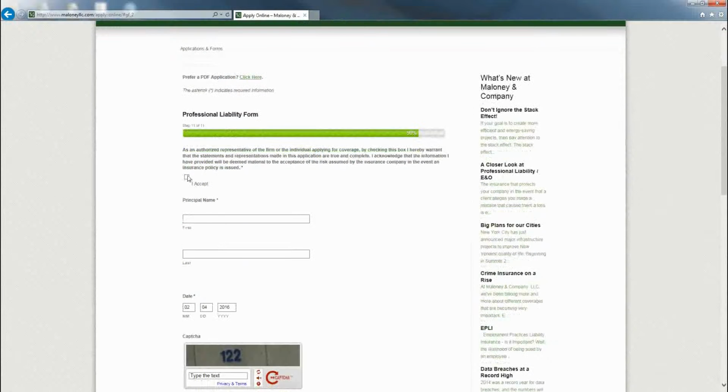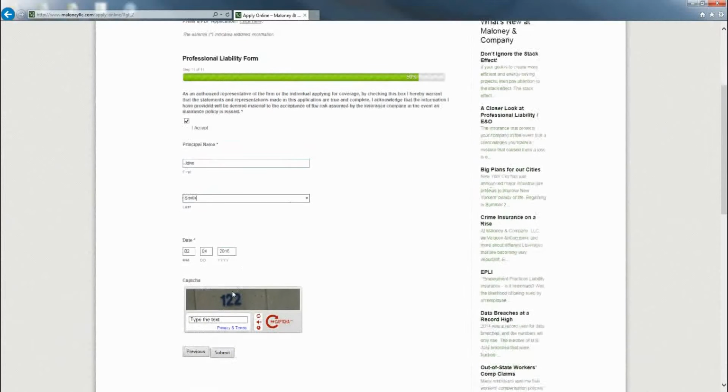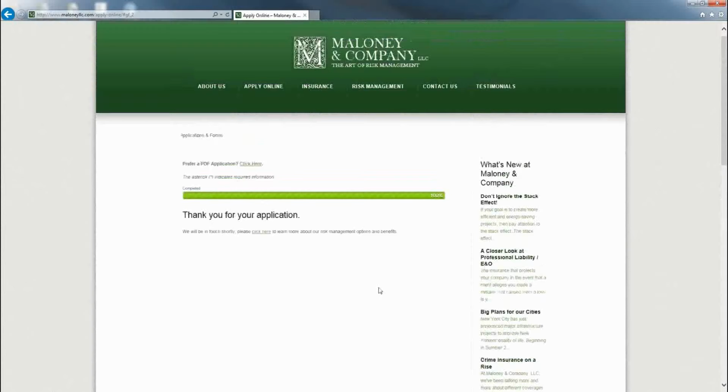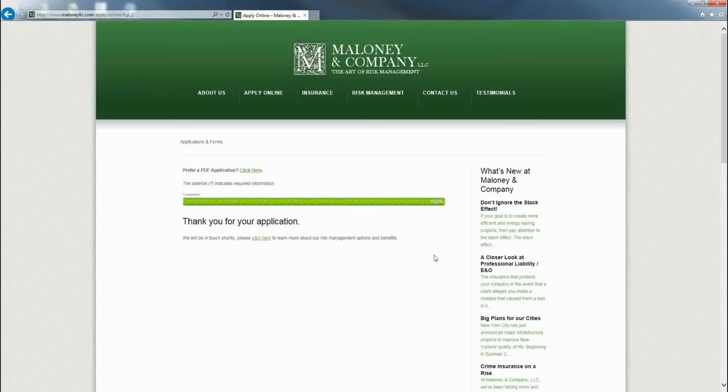Step 11. As you can see on the progress bar, we are almost done with the application. Please read and electronically sign the above consents. Upon submission, a Maloney Company account manager will review your application and will contact you shortly. You are now on track to receive competitive quotes from up to 15 different insurers.